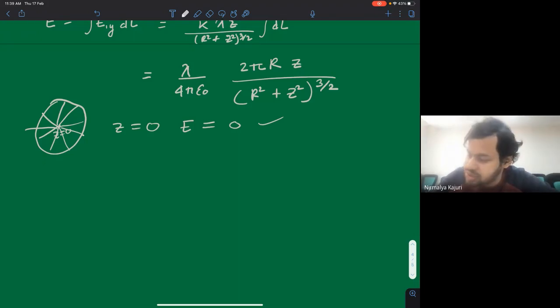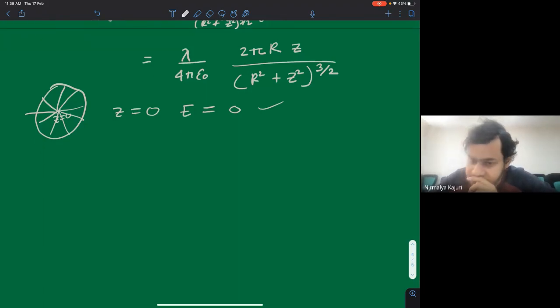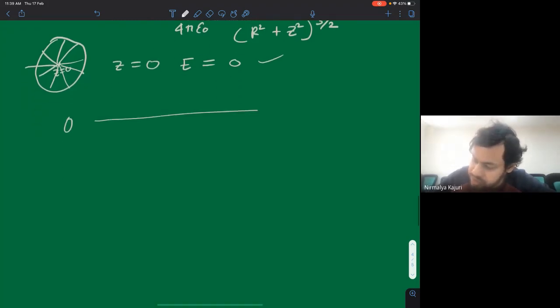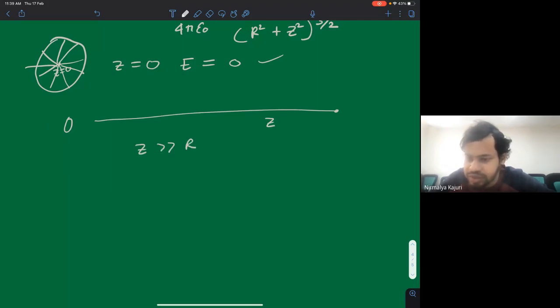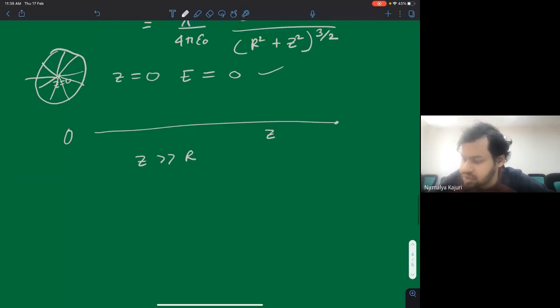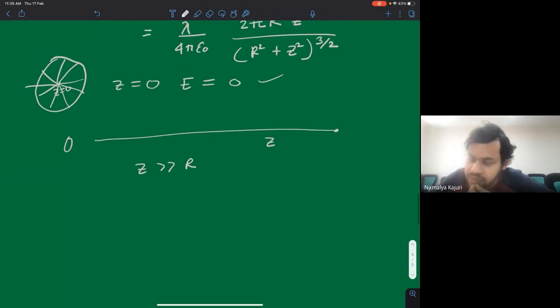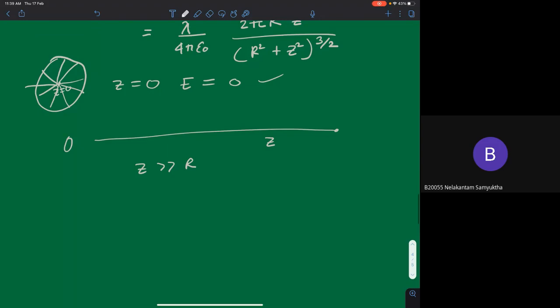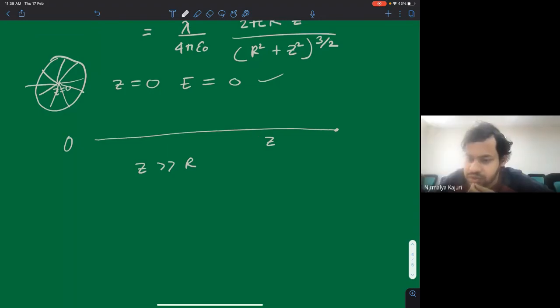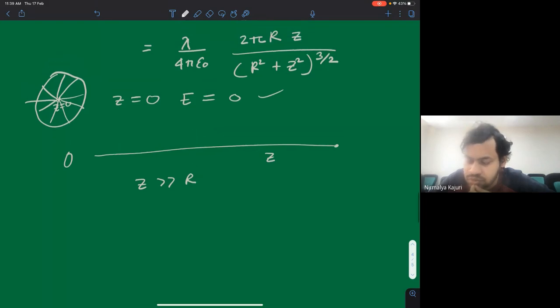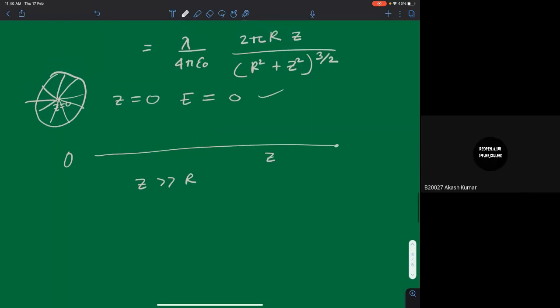Z is equal to infinity, or z much greater than R. What does that mean? That means that the particle is much farther away. So z is much, much greater than R. What do we expect when z is much greater than R? What should the field be like? E is 0? No, it should not be 0. Like a point charge. Like a point charge, correct.